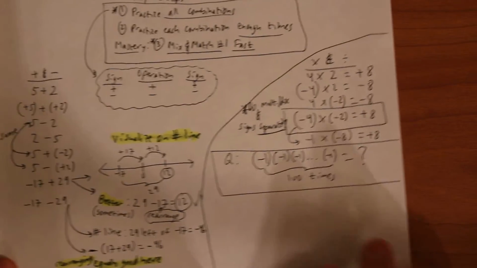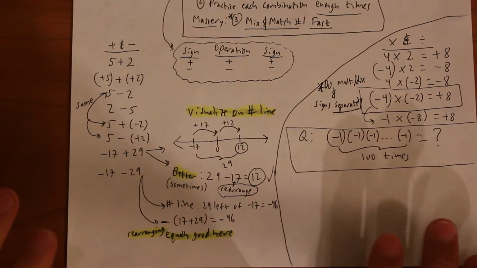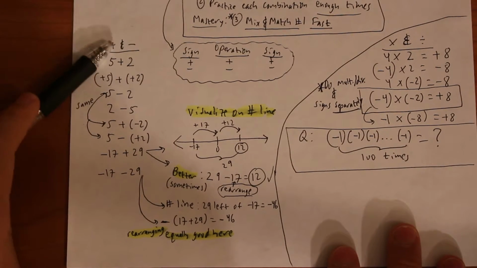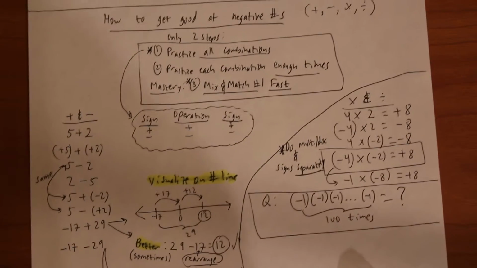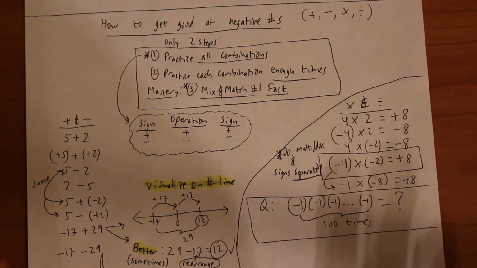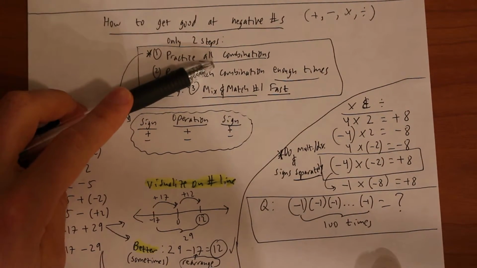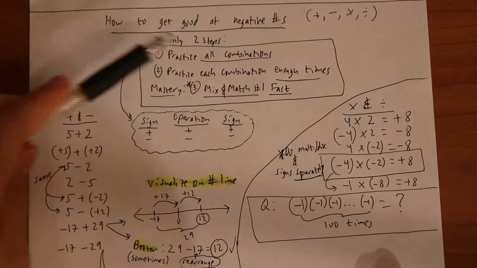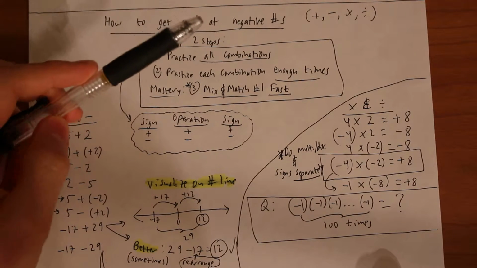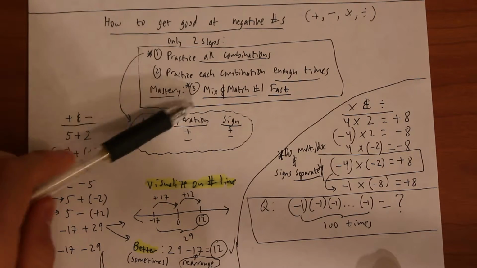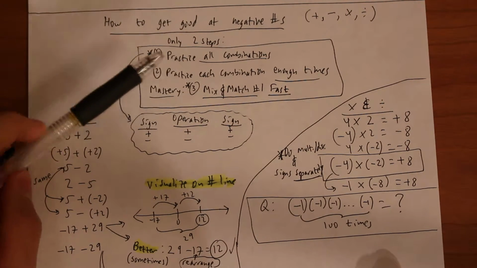All right. Now let's focus the majority of our efforts on the plus and the minus, so the addition and the subtraction. There are two main tips I want to give you guys. Number 1 is practice all combinations, and I'll explain in a second what I mean by that. Number 2 is practice each combination enough times, several times. The 1 and 2 are the main ones.